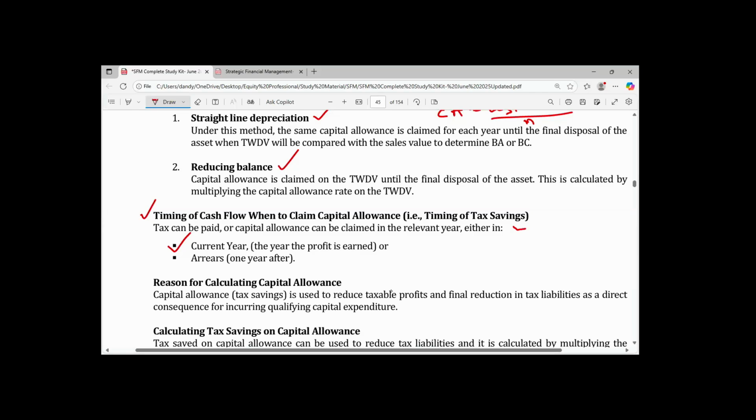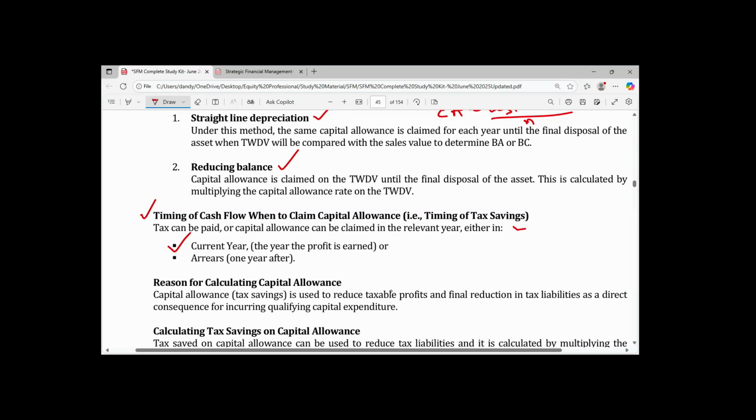But the bottom line is that on the day of your exam, your capital allowance must follow the pattern of your tax liability. If your tax liability is in arrears, capital allowance must also be in arrears. If your tax liability is in the current year, capital allowance must also be in the current year. So you have to watch out for that.